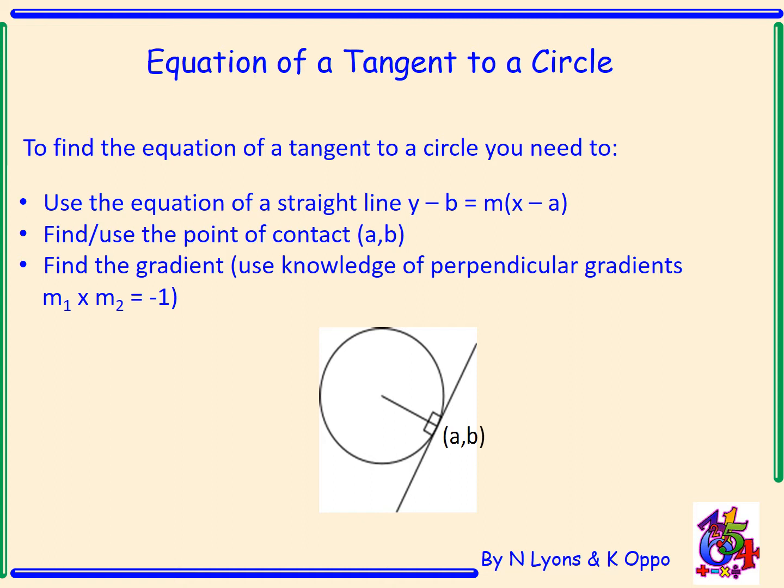Here is a picture with a circle with a tangent, and we can see the tangent is at right angles to the radius. This will help us find the gradient of our tangent.